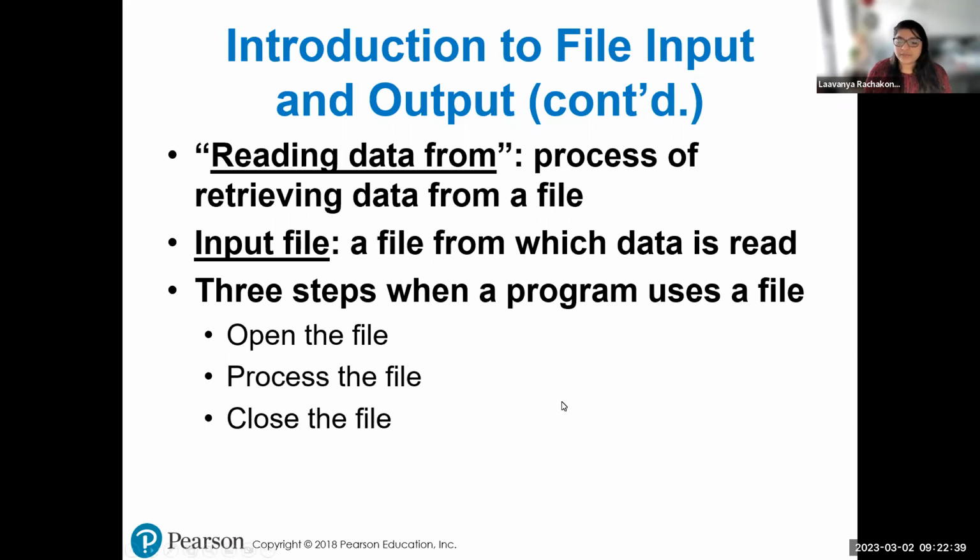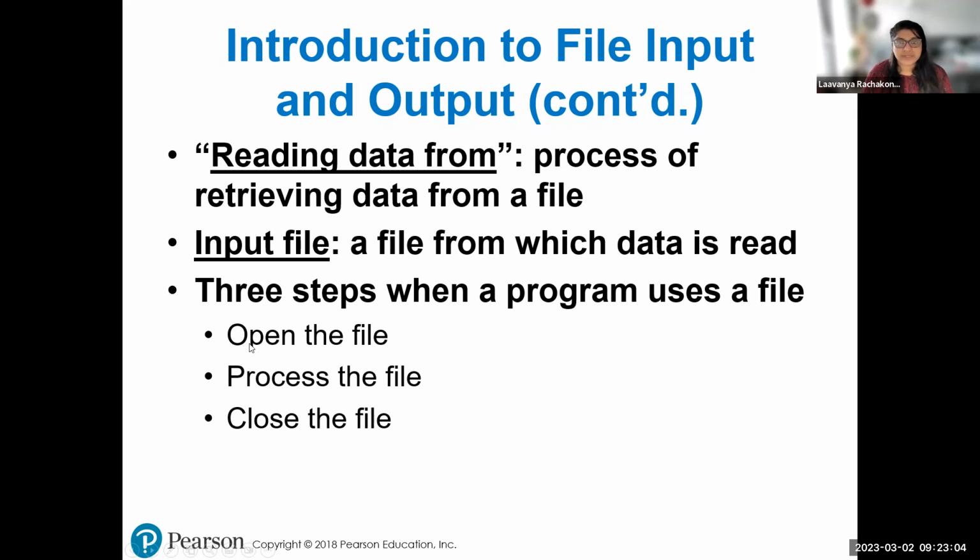When a program is using a file, it typically has three steps. One is to open the file, second is to process the file, and third is to close the file. If you are not closing the file, then there is a good chance of losing the data. Even when you're writing programs, these three steps must be followed. Opening the file has its own syntax. We'll see that in the next slides.